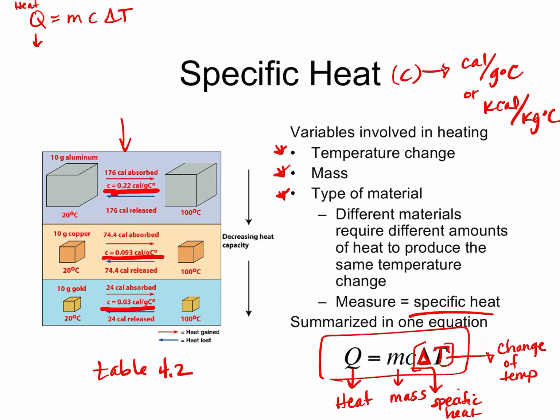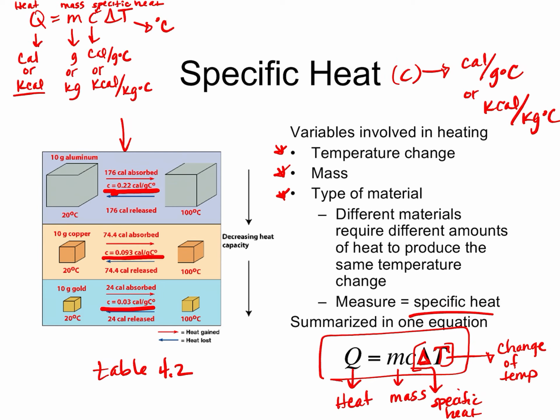Heat is measured in calories or kilocalories. Mass is measured in grams or kilograms. Specific heat, that's the C, is calories per gram degrees Celsius or kilocalories per kilogram degrees Celsius. And then temperature is going to be measured in Celsius.